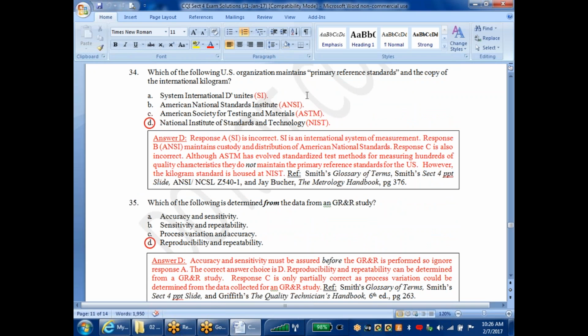34, which of the following U.S. organizations maintains primary reference standards and the copy of the International Kilogram, or a copy? And that's NIST. Okay.